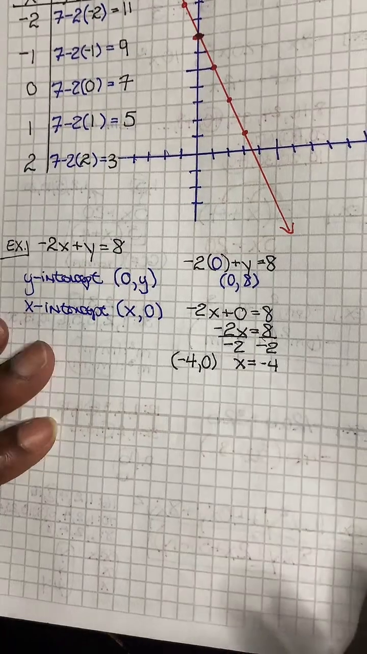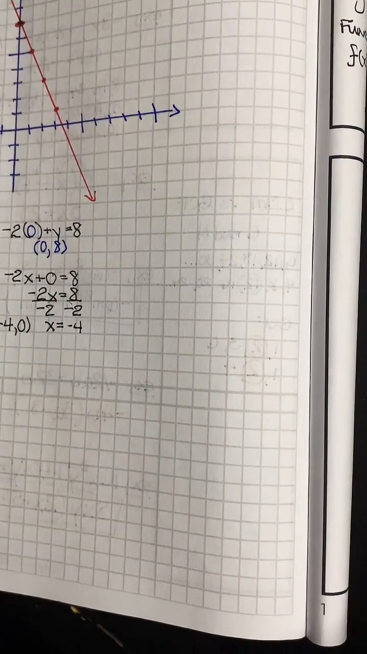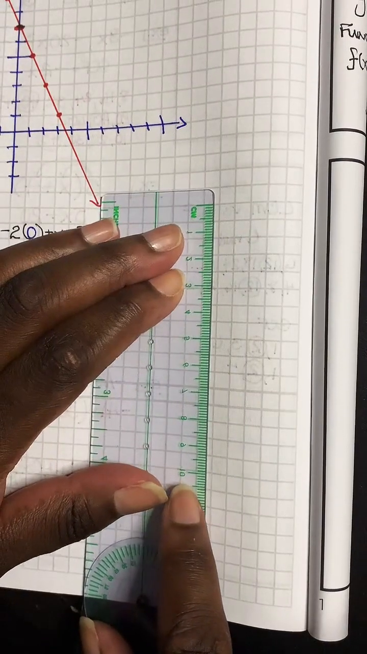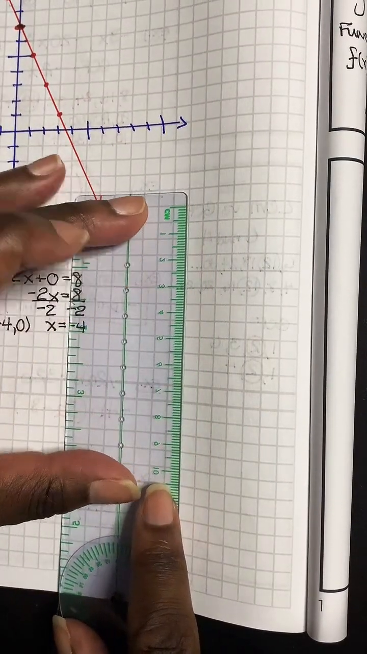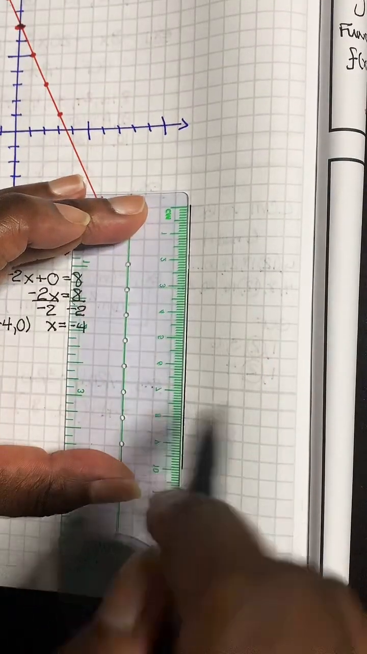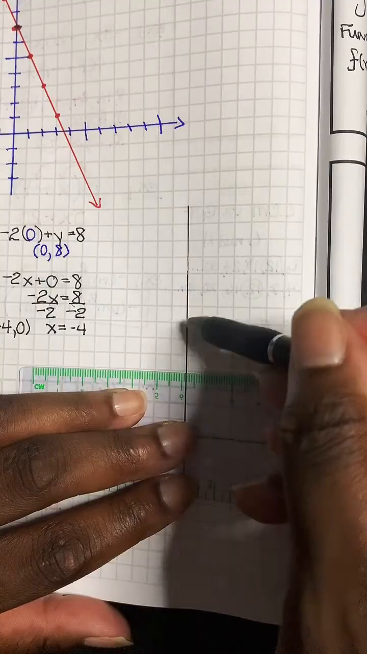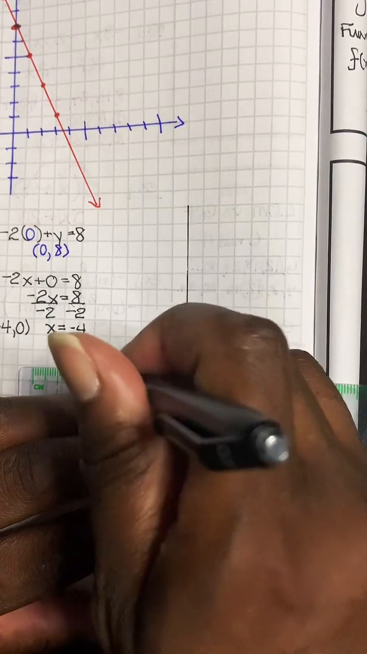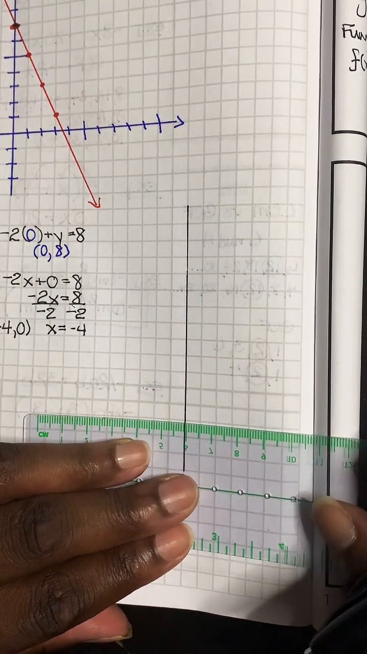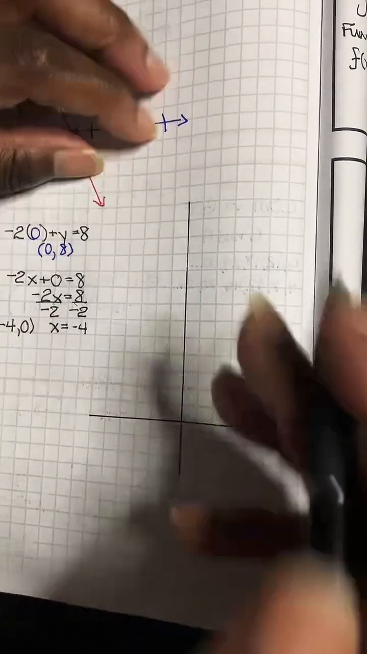So if I go ahead, I'm going to try to slide this over here. We're going to try to graph this bad boy right about here. Maybe about here. Okay, we can do that. Take it down here. All right.